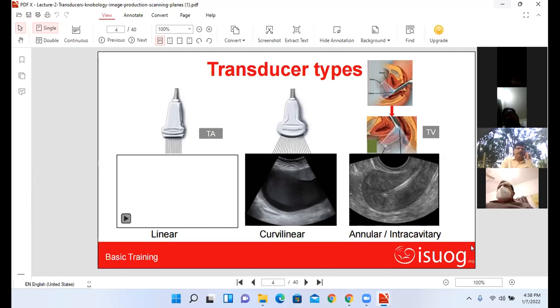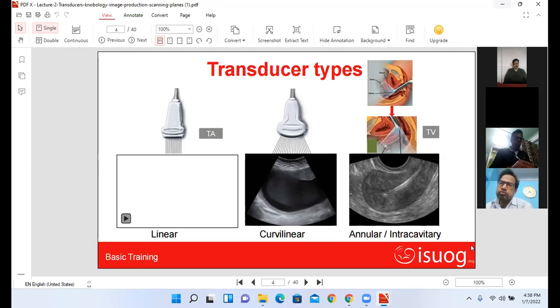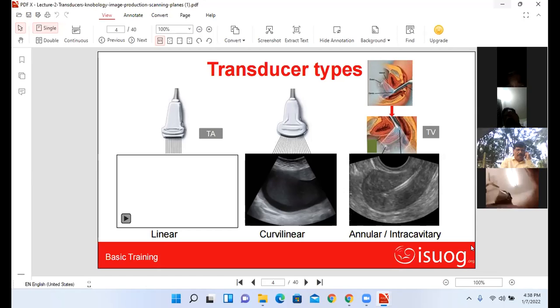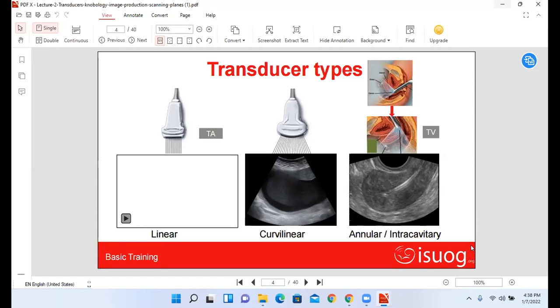For example, when I take it out, I really use both of my hands to hold the transducer, fearing that it should not fall. It has a footprint, and then there is a front lens. It focuses the beam actually. So next slide, please.